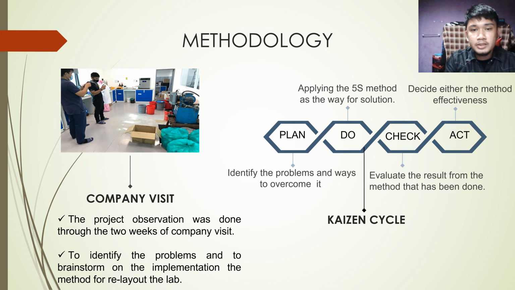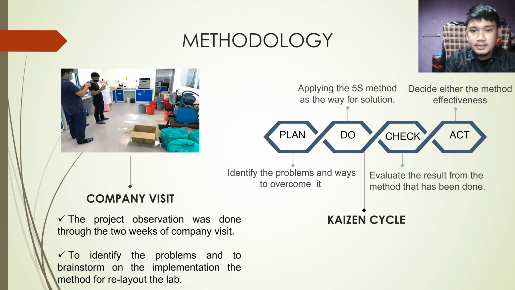Proceeding to the methodology used for the project. First is the company visit. The project observation was done through 2 weeks of company visits. It is to identify the problems and to brainstorm on the implementation of the method for re-laying out the lab. The second method is using the Kaizen cycle with each PDCA cycle: plan, do, check and act.